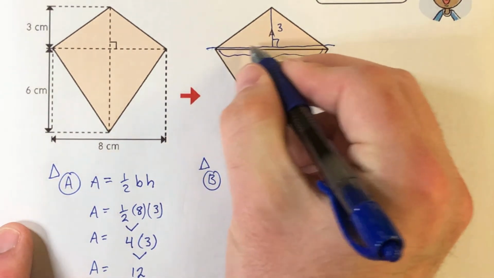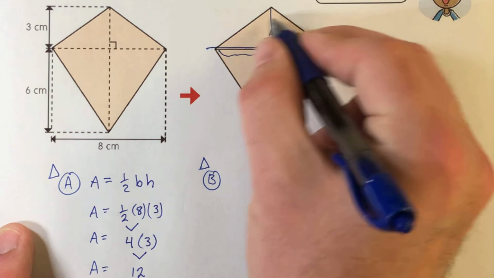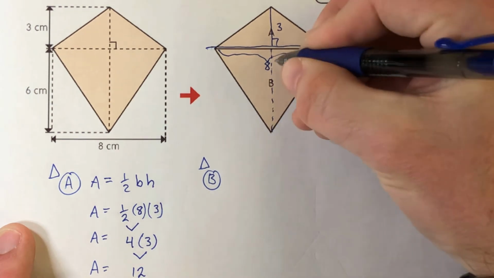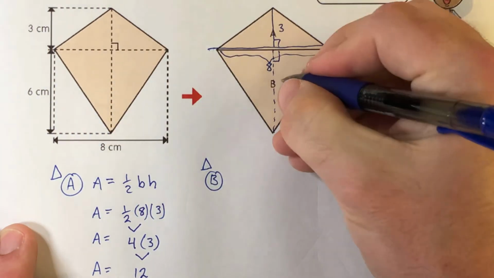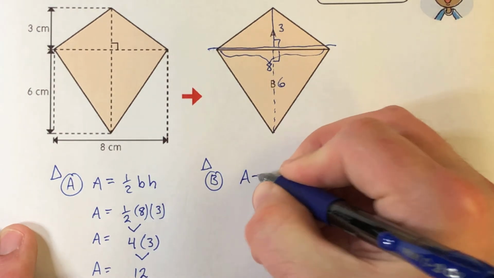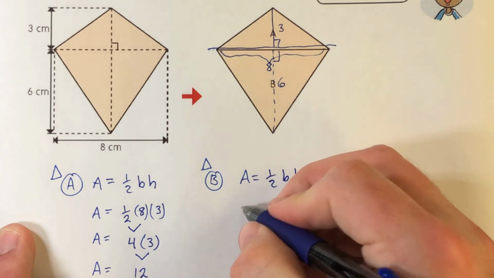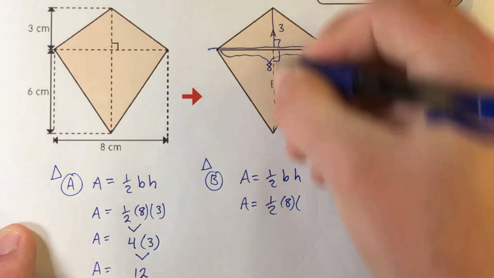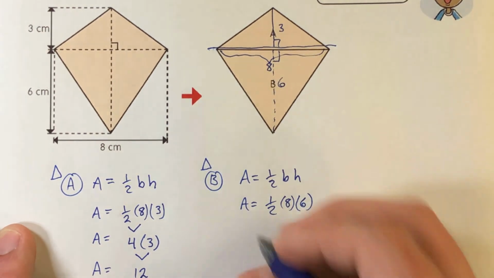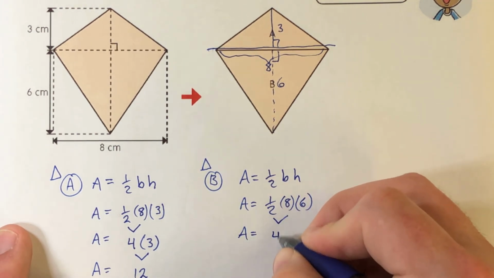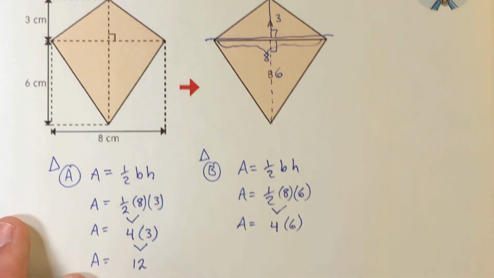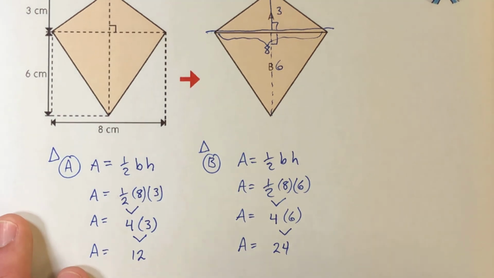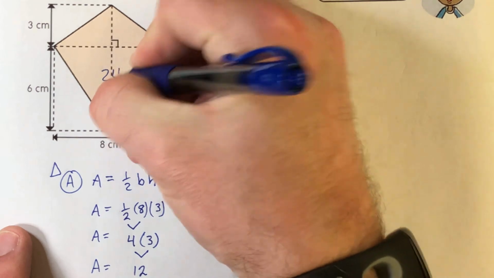So, notice my base is going to be the same as the base of the other triangle. They share the same base. They're both 8. Now, this triangle is technically much taller. How tall is it? It says it's 6. So, first step, formula. Area equals 1/2 times base times height. Area equals 1/2 times the base is 8. And the height is 6. Next step, area equals 1/2 times 8 is 4. And we're now going to multiply by 6. So area equals 4 times 6 is 24. So the area of the large bottom triangle is 24.